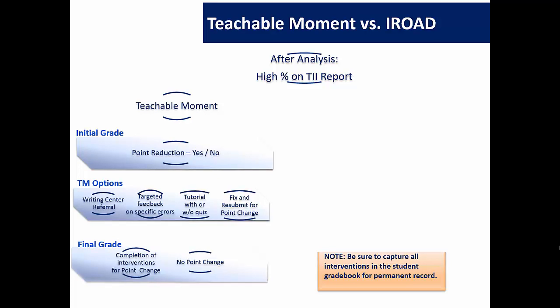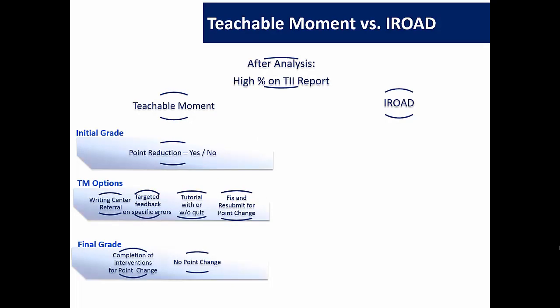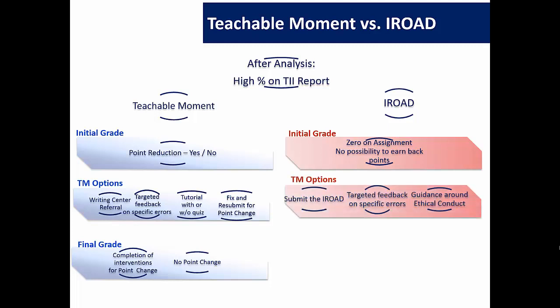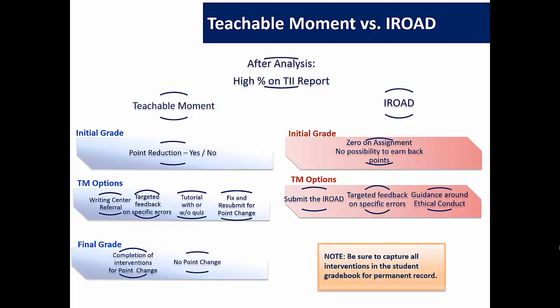If you decide it's time to submit an IROAD, you'll want to provide a 0 on the assignment. Note, if plagiarism is confirmed, there's no possibility for the student to earn back points. In addition, you'll want to provide specific feedback on the error or issue. It's also important to provide guidance around ethical decision-making when submitting an IROAD. Be sure to make note of details around all 3 steps in the student gradebook so they have a clear picture of their pathway to improvement.